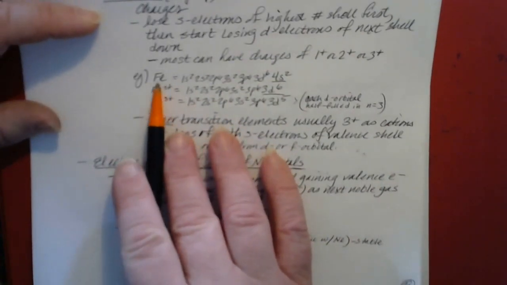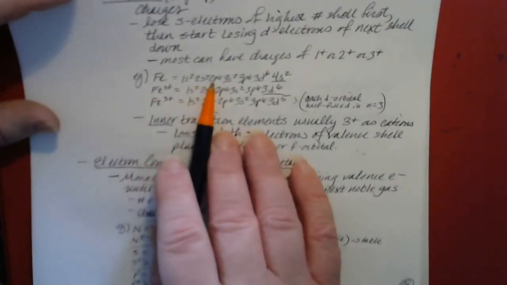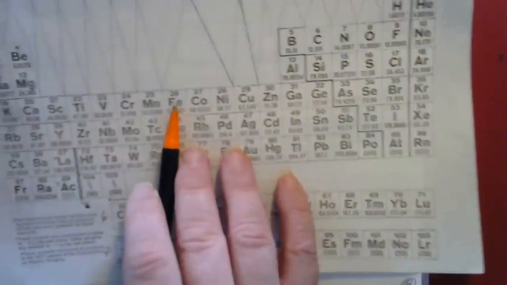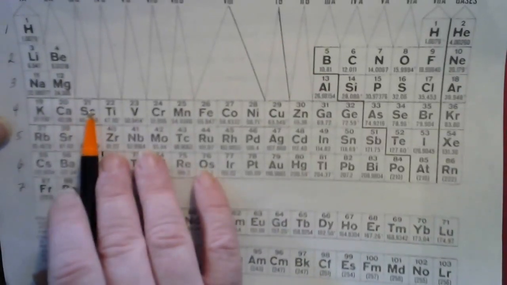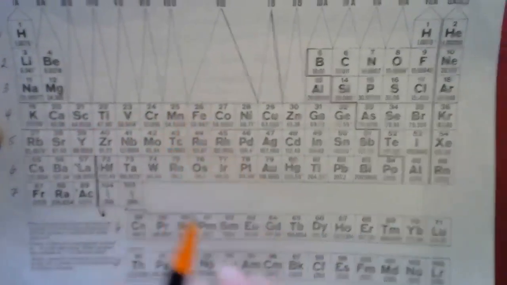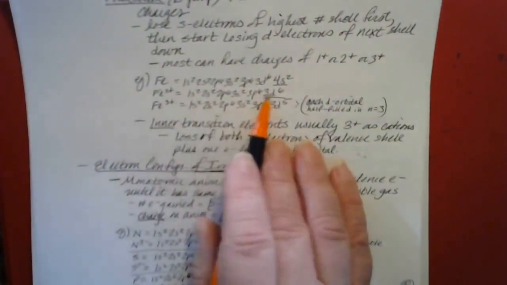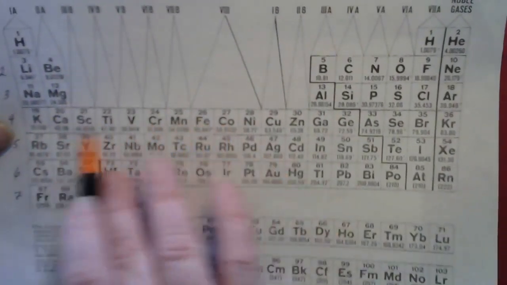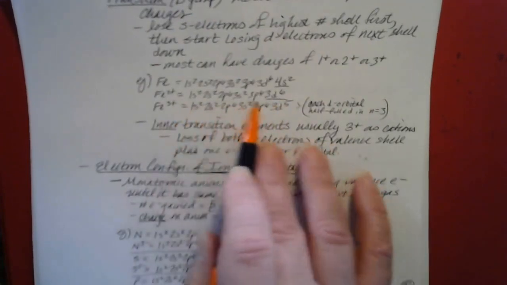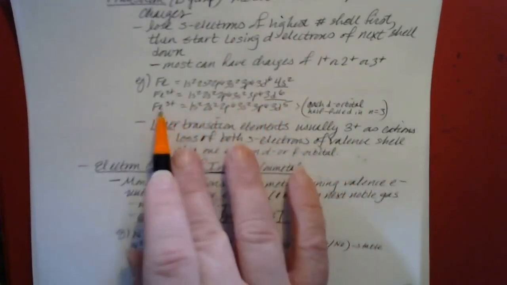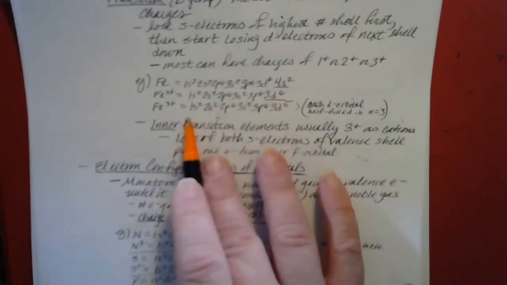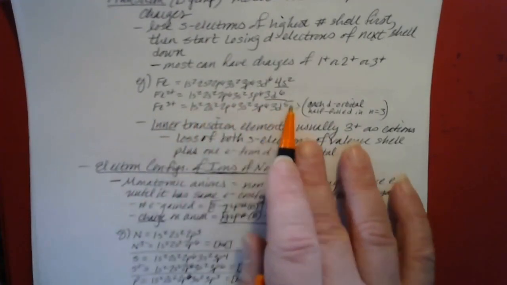So iron has an electron configuration of 1s2, 2s2, 2p6, 3s2, 3p6, and 3d6, and then 4s2, because iron is here. So it would have 4s2 and then 3d, 1, 2, 3, 4, 5, 6. Iron +2 will lose the 4s electrons first, and so it will still have the 3d6 though. And so this is the configuration for iron +2. Iron +3, though, that's when you start losing the 3d electrons. So iron +3 ends with 3d5.